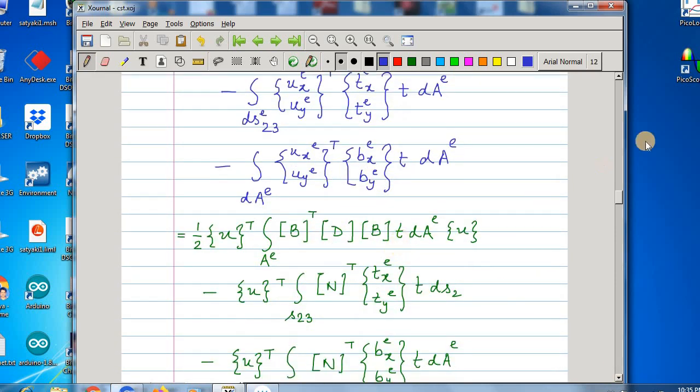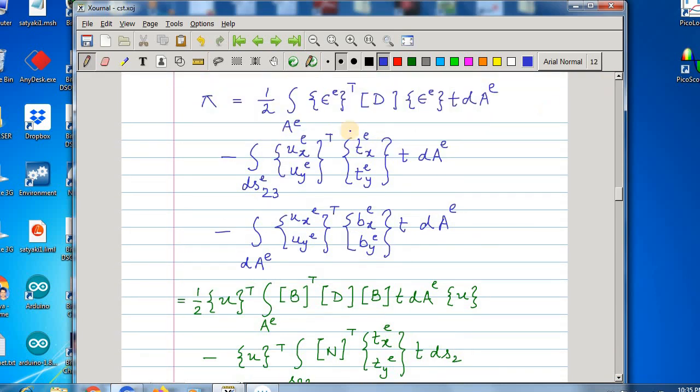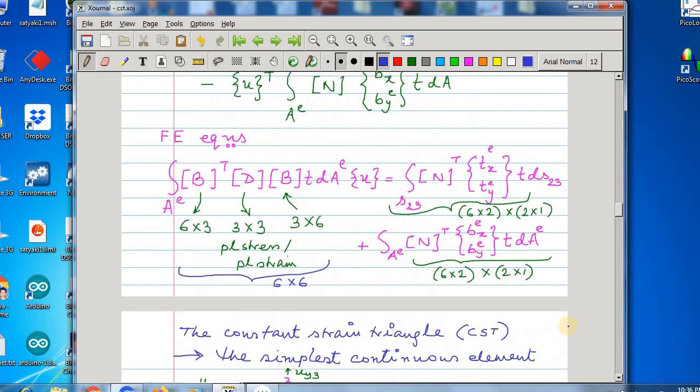So here now you replace epsilon e by B u. That means u transpose B transpose, and u does not depend on dAe. So you can take this u out of the integral, and at the same time this u, which is coming from epsilon e equals B u, out of the integral. So this is your stiffness matrix, as you know.